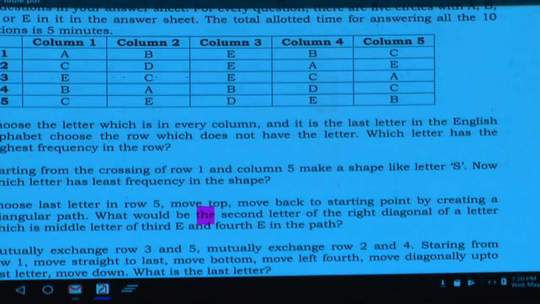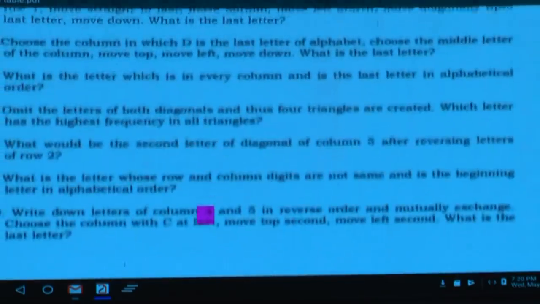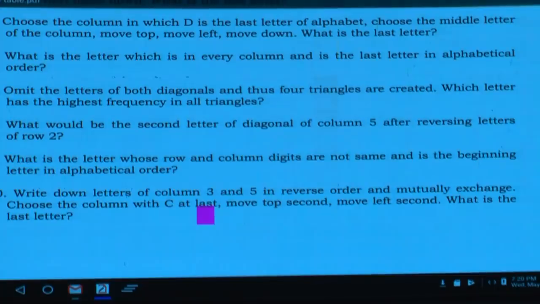Cancel that one. What is the letter whose row and column digits are the same? Row and column digits are the same means, where do the row and column digits come out the same?